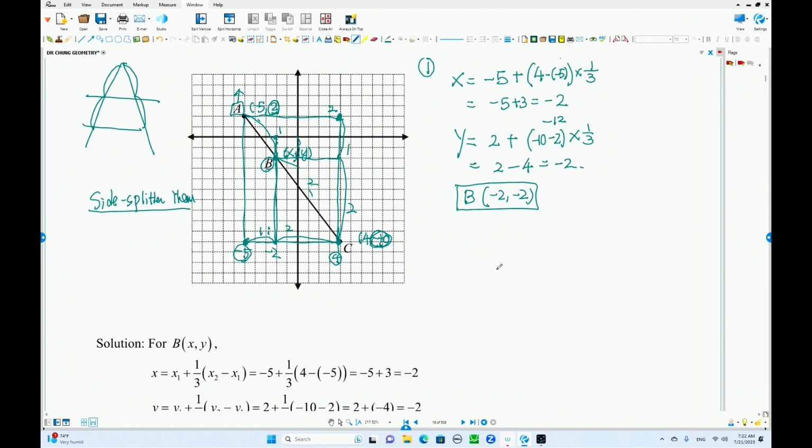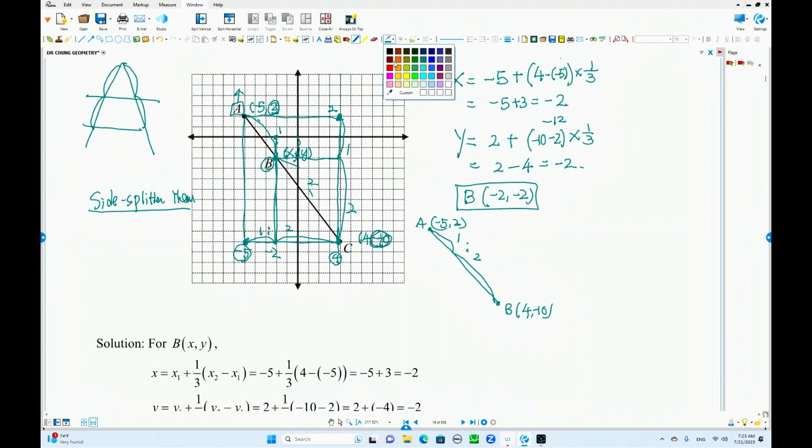Okay, now the next one I'm going to use the formula. Okay? The formula over here. I'm going to write one more graph over here. This one is -5 and 2. We start at this point. And the final point over here, 4 and -10, right? Still 1, 2, 2.